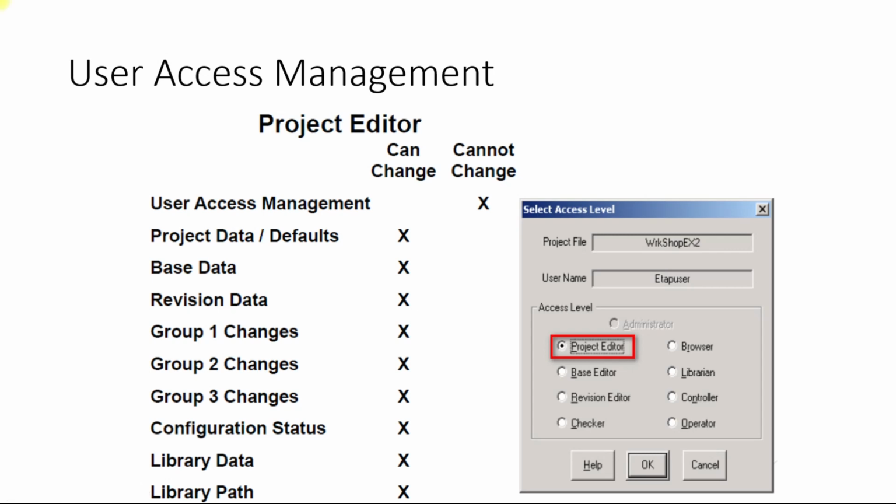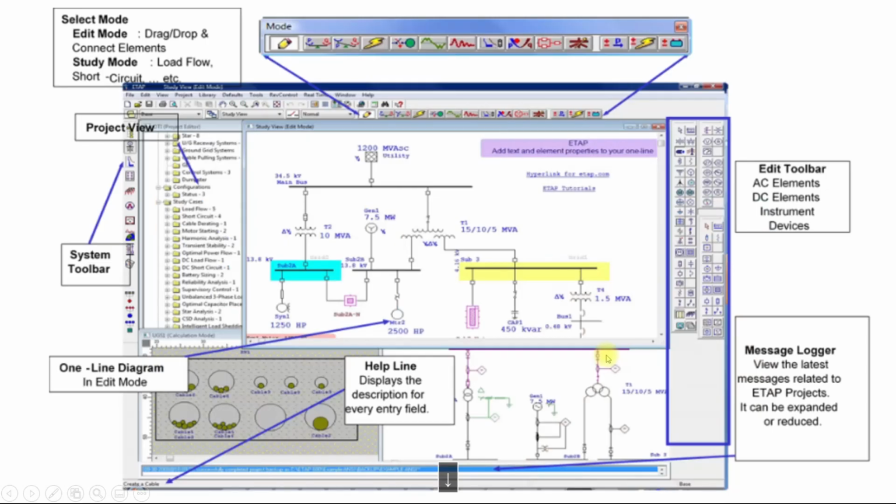So it has the full capability, it can do anything, whereas the base editor cannot create a new project, but it can play with the base data and revision and so on. So while studying ETAP or making a new project with ETAP, make sure that you select the right choice. And usually if you want full access, project editor is the best choice to be selected.